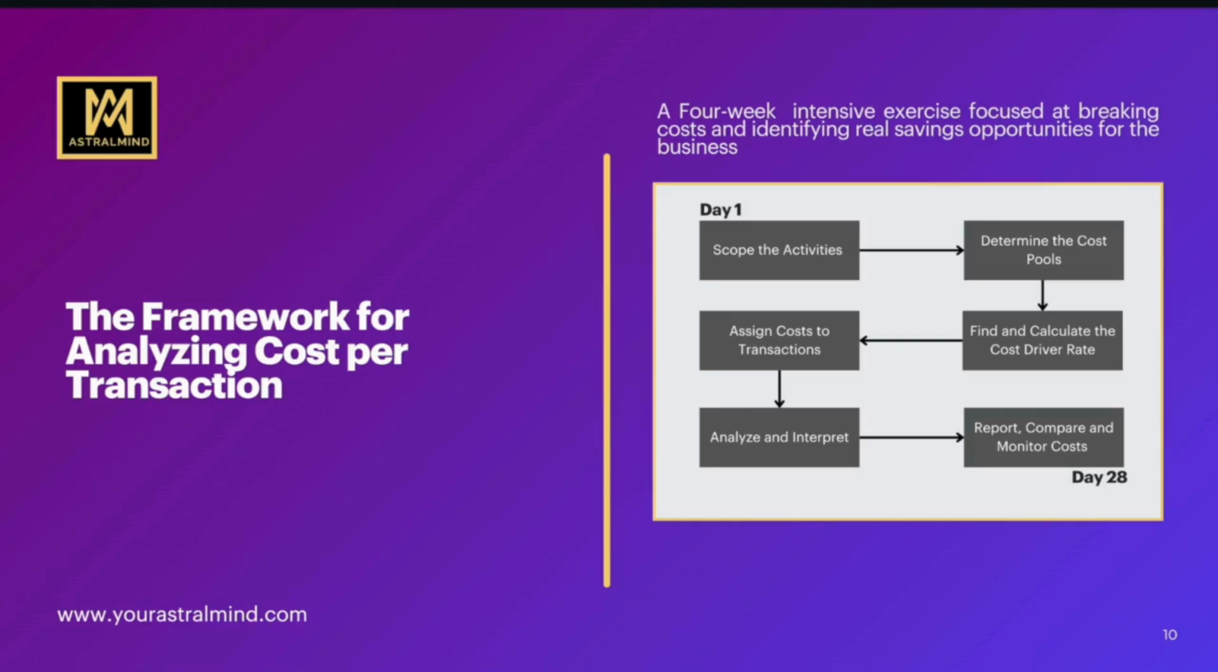We start on day one with scoping the activities: the different processes, sub processes, steps, data sets, applications, the entire scope. What are the different cost pools? Your technology costs could be one pool, your payroll or staff related costs could be another pool. And we always treat every cost as an indirect cost when we do activity based costing. So even if people are purchasing laptops or some IT is being provisioned, even that is an indirect cost.